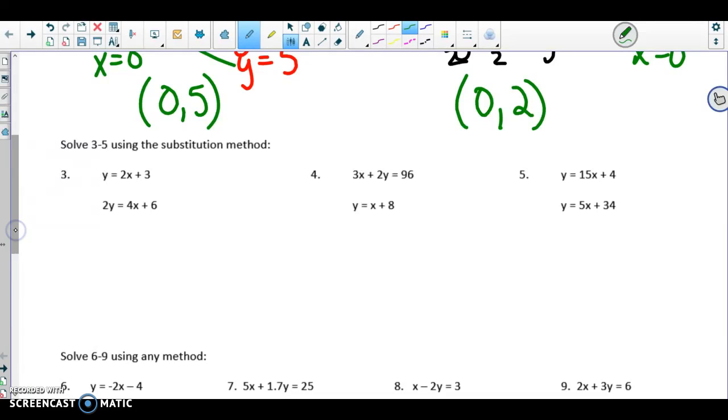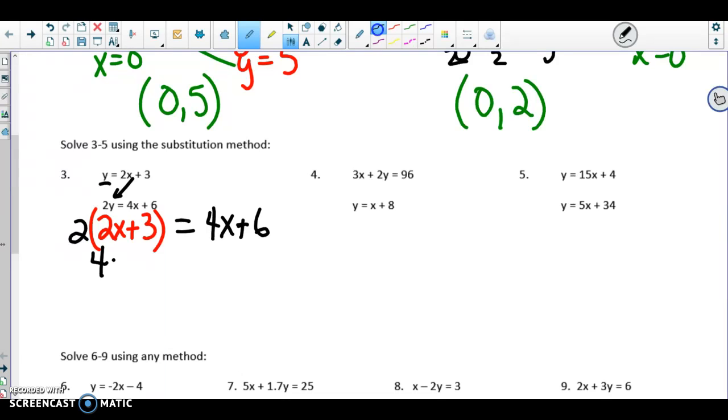All right, so 3 through 5, we're now using the substitution method. So substitution, I'm going to use the fact that this is already set, and I'm going to plug this in place of here. So 2, because there's 2y, and I'm going to plug in the 2x plus 3, and that equals 4x plus 6. So if I distribute and simplify, I end up with 4x plus 6 equals 4x plus 6. And really, I should recognize that's the same thing on both sides.